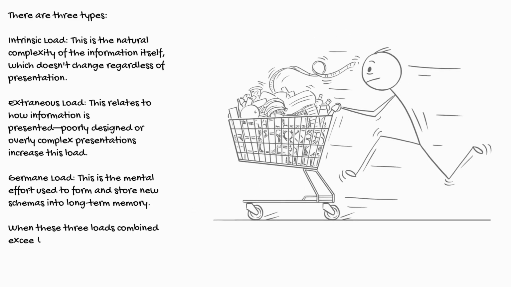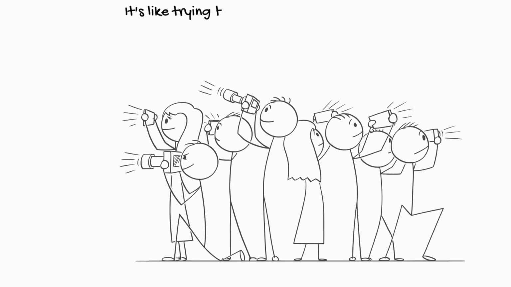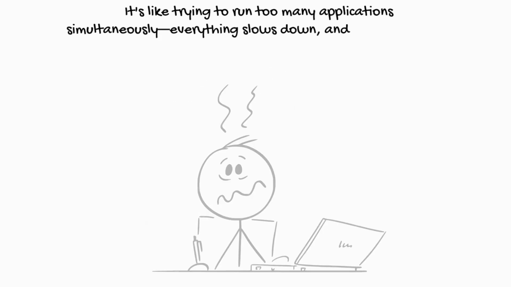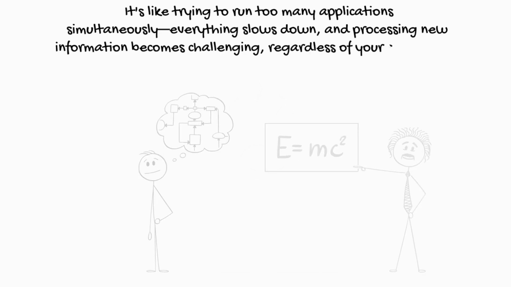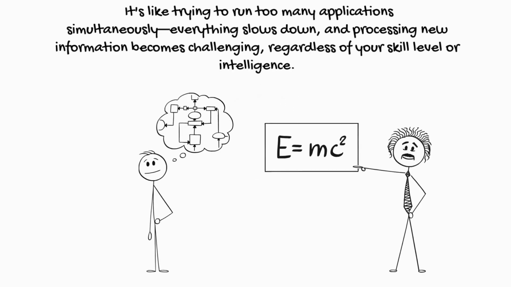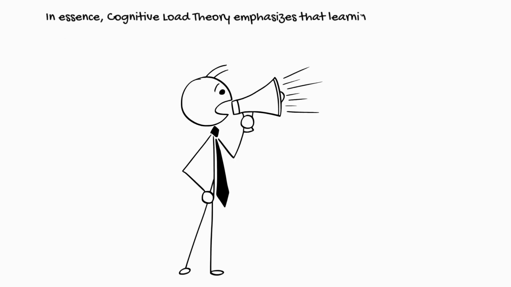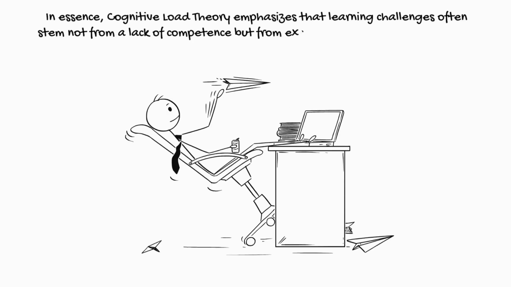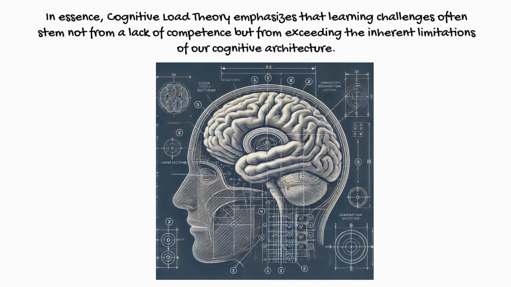When these 3 loads combined exceed our working memory's capacity, cognitive overload occurs. It's like trying to run too many applications simultaneously. Everything slows down, and processing new information becomes challenging, regardless of your skill level or intelligence. In essence, cognitive load theory emphasizes that learning challenges often stem not from a lack of competence, but from exceeding the inherent limitations of our cognitive architecture.